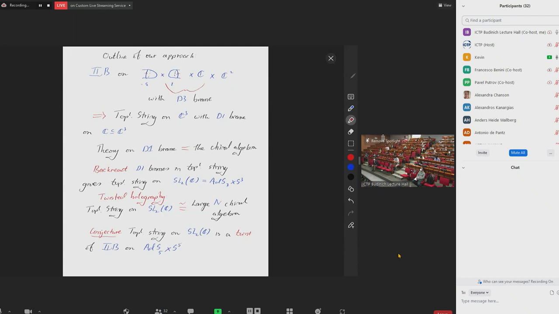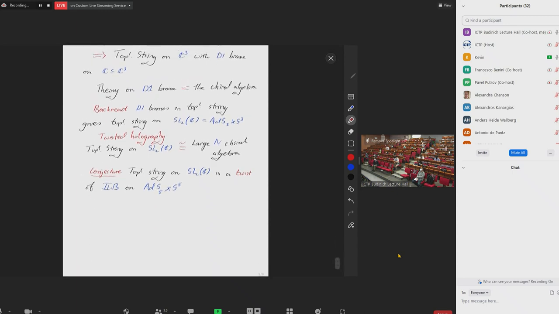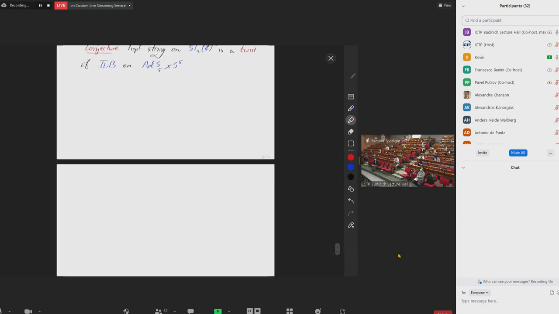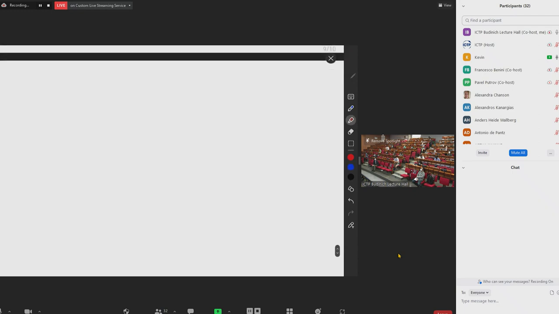The connection with ordinary holography is a conjecture, which I think is out of reach at the moment, that the topological string arises as a twist of type 2b supergravity on AdS5 times S5. So I'd like to move on to discuss what is the topological string. But before I do that, are there any questions?